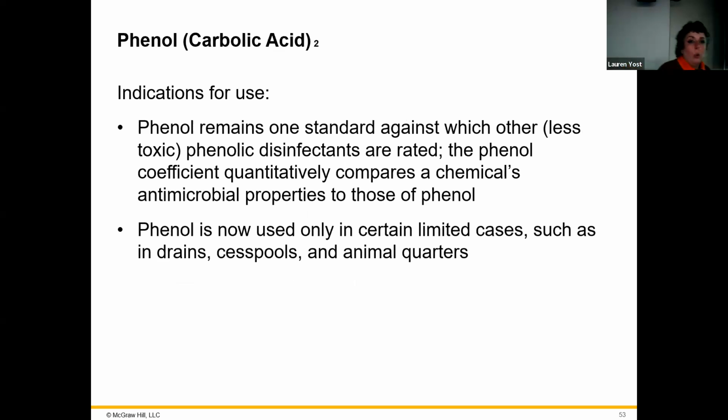Next, we have our phenol-based compounds. So phenol itself is also known as carbolic acid. It's what Joseph Lister used to prep his surgery suites and kind of was the father of using antiseptic technique in that regard.